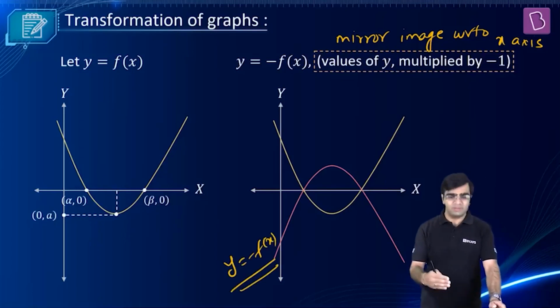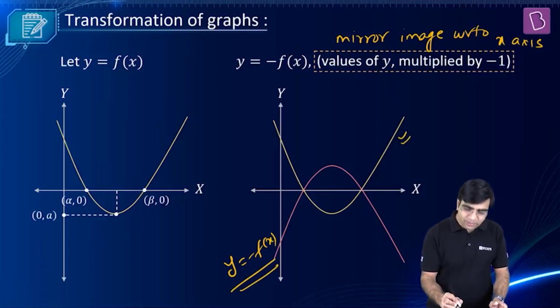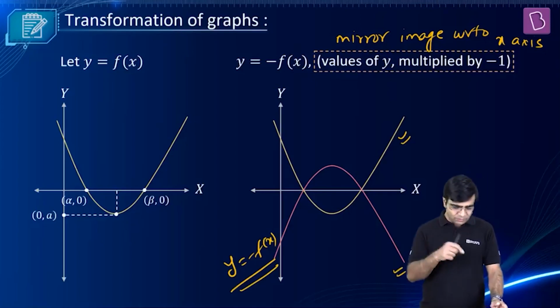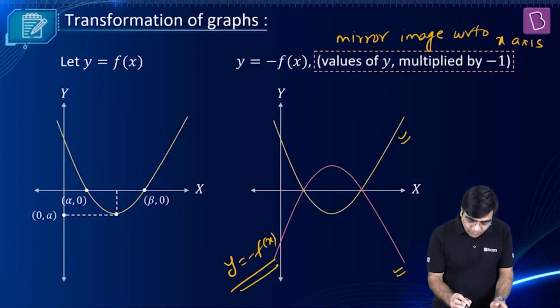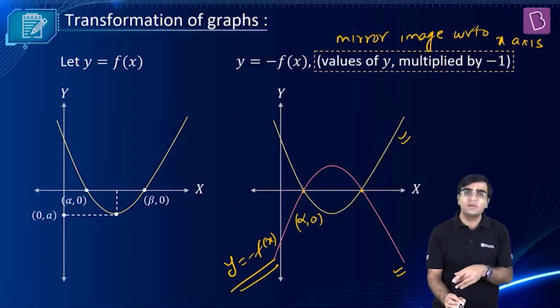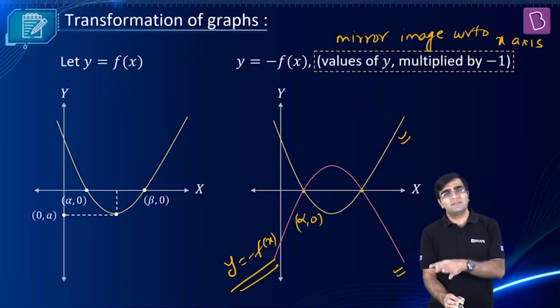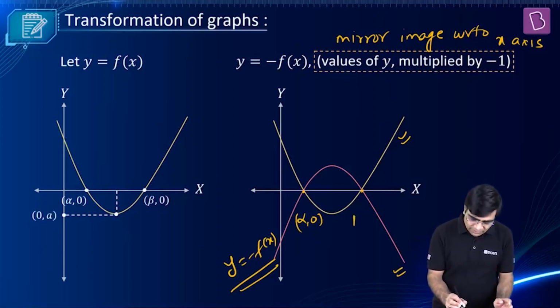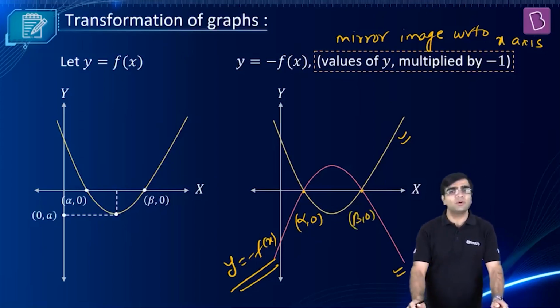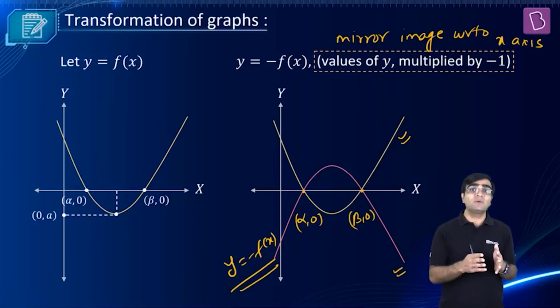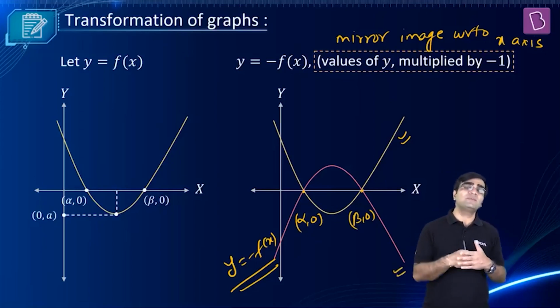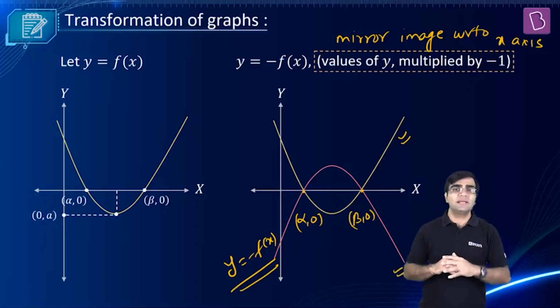I just have taken the graph. Can you see the yellow colored portion, this one? When I take the mirror image with respect to the x-axis, this is how my red colored mirror image will look. Can you see that? The points on the x-axis will remain the same, they will not change, because the y coordinate on the x-axis is 0. Even if you multiply -1 with 0, it gives you 0 only. So these points will remain as (alpha, 0) and (beta, 0). So from y equal to f(x) to y equal to -f(x), you just have to take the mirror image with respect to the x-axis.